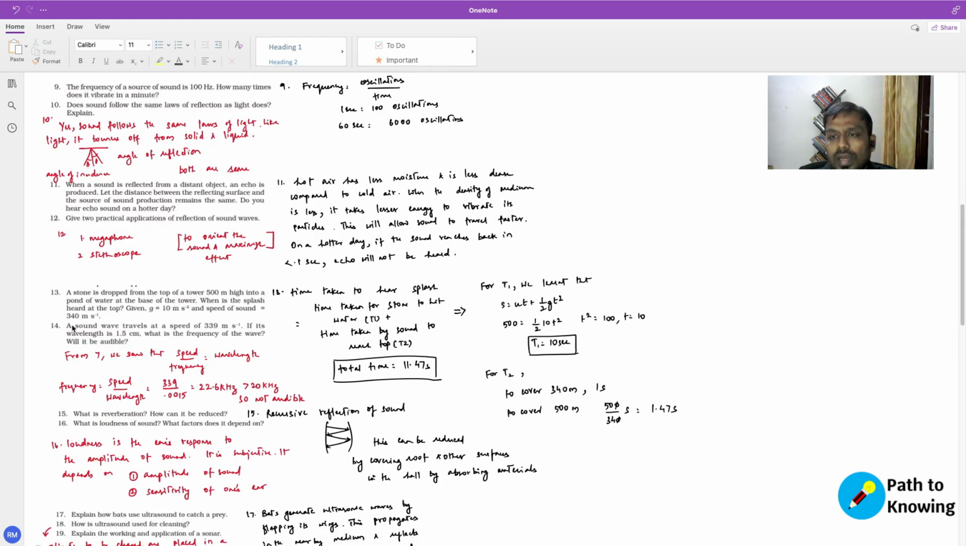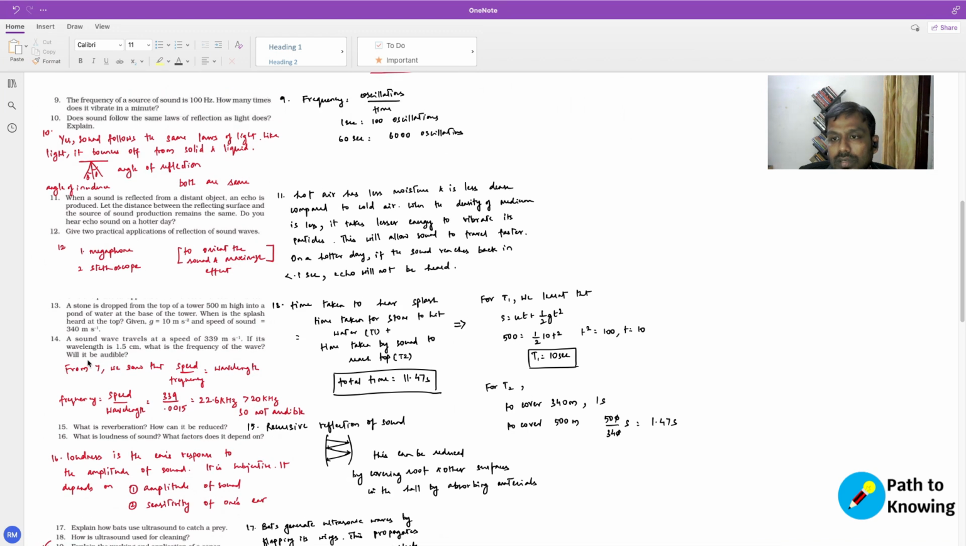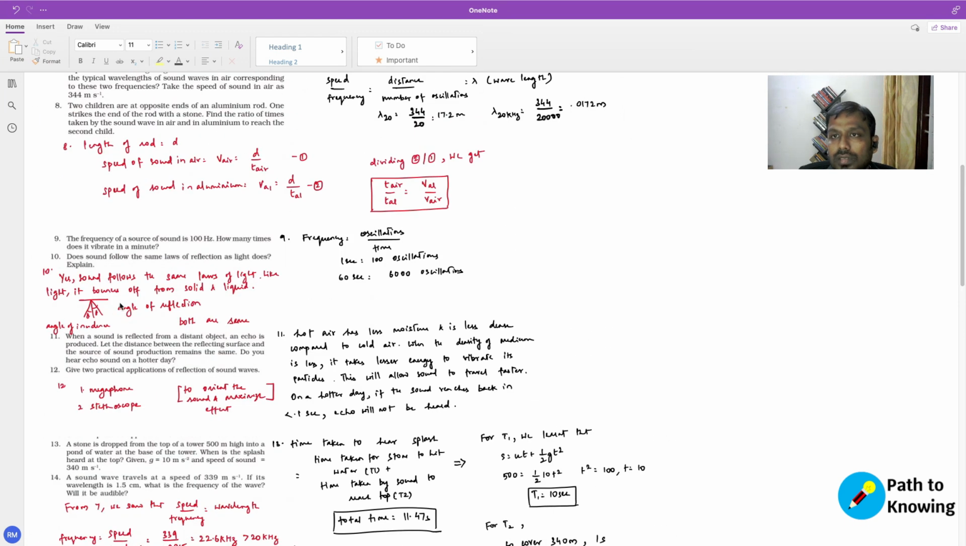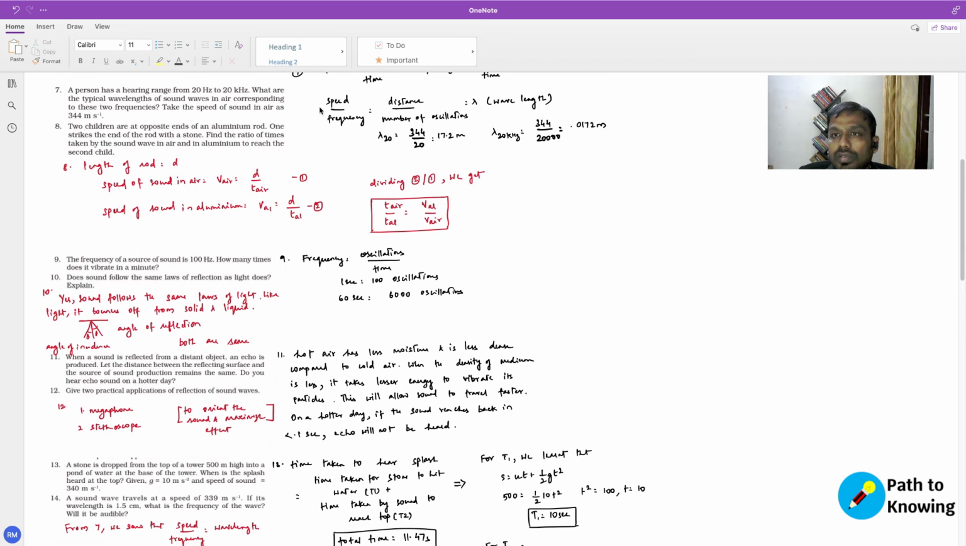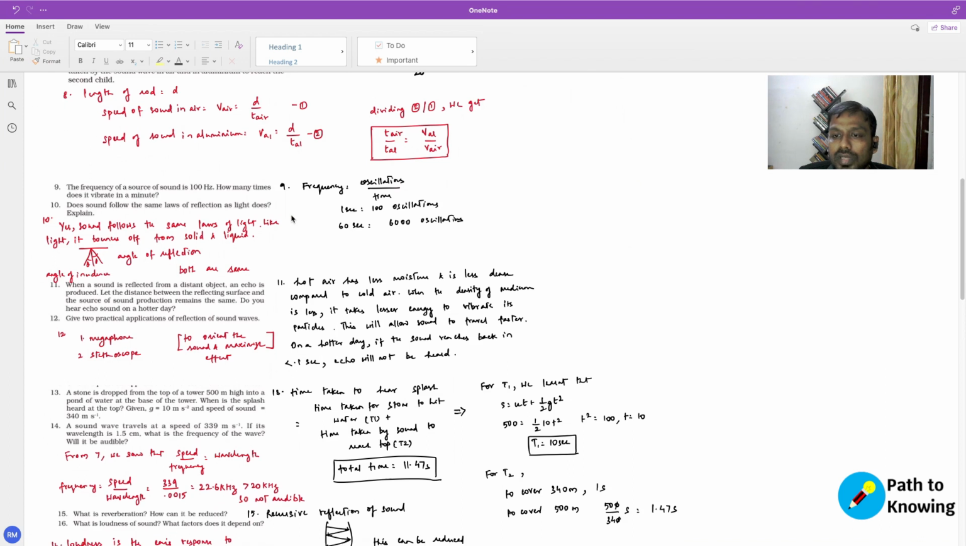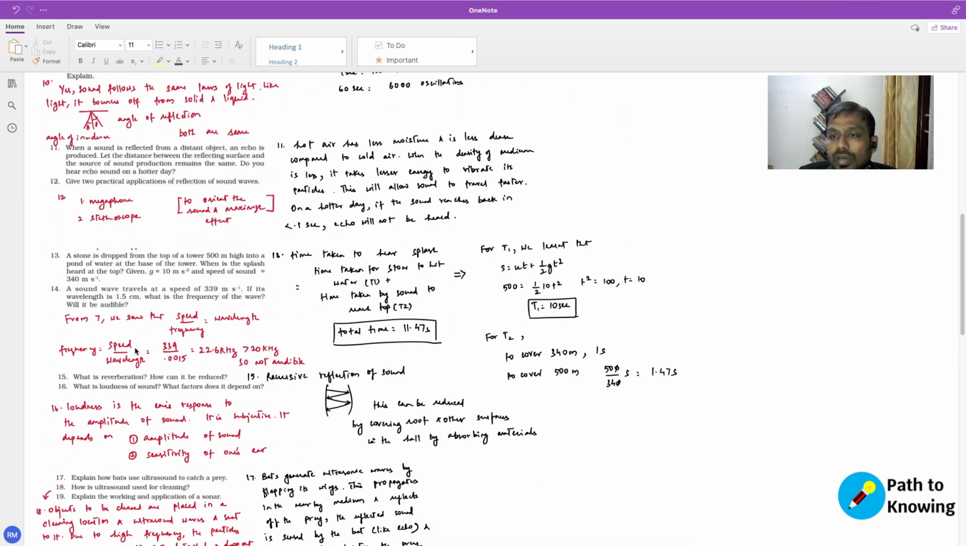Question 14. A sound wave travels at a speed of 339 meters per second. If its wavelength is 1.5 centimeters, what is the frequency of the wave? Will it be audible? Okay. From question 7, we found that speed over frequency is equal to the wavelength, right? So let's use that. Speed over frequency is equal to wavelength.